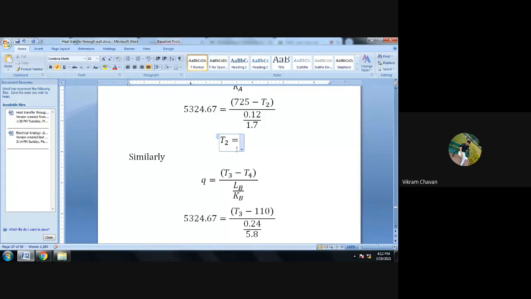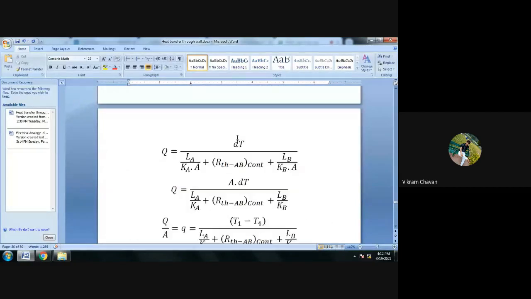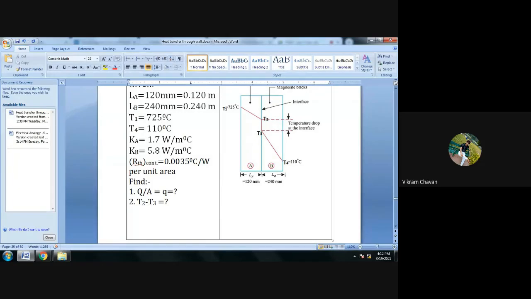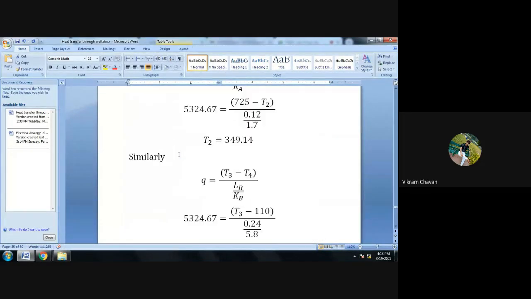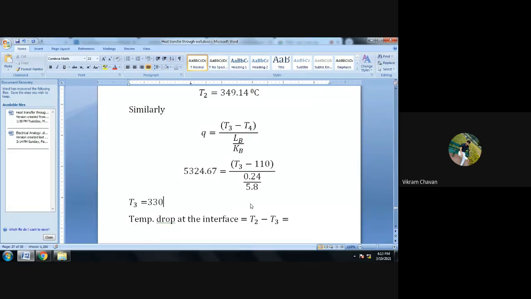Whether others are getting the same values. Okay, I will check my value. So T2 I'm getting 349.14 degrees Celsius. Now here, how to write degrees Celsius: 349.14 degrees Celsius. Okay, so that is T2, and T3 is 330.33 degrees Celsius. Okay, these are our answers.